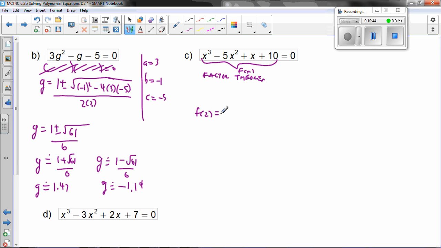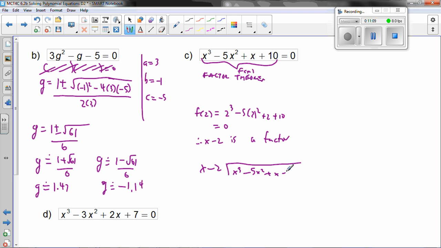F at 2 works, I think. 2 cubed minus 5 times 2 squared plus 2 plus 10, and that's equal to 0. So therefore, x minus 2 is a factor. And then long division. You know, we've done a few of these now, haven't we? You're getting to be masters of the long division.